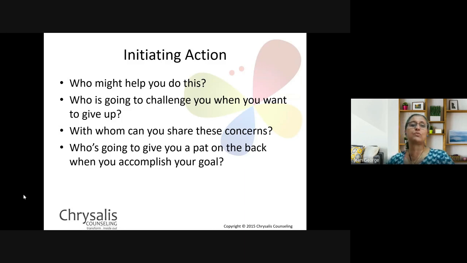Who might help you to do this? Who's going to challenge you when you want to give up? With whom can you share these concerns? Who's going to give you a pat on the back when you accomplish your goal? In all of this, what you are doing is increasing the hope-ability of the situation. Maybe it's a buddy that they will want to take in order to initiate the action, because that really helps them to move forward with the situation.